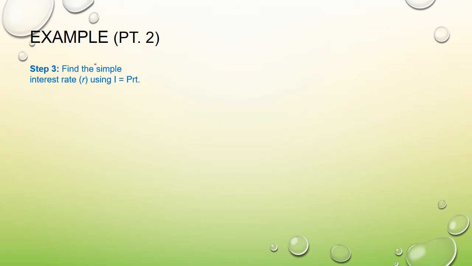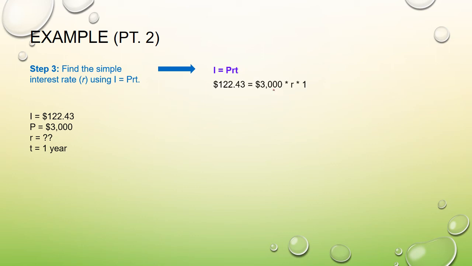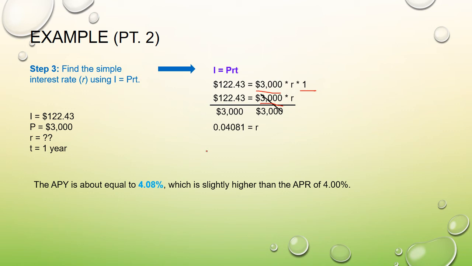Alright, we have that. Now we need to plug it in to find the rate. So remember, I was $122.43. P, same principal, 3,000. We don't know what R is. We know T is equal to 1 year because, again, we're looking for APY. Plug in everything. We have 122.43 equals 3,000 times R times 1. Multiply the right side, these two numbers together, and you should get 3,000. To solve for R, you need to divide both sides by 3,000, giving us a rate of 0.04081. Convert that into percentage, which is 4.08 or 4.081, depending on what the question asks you to round.